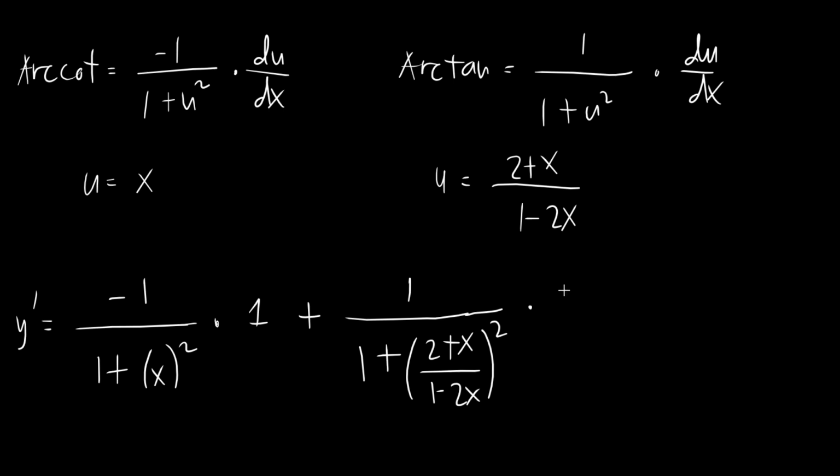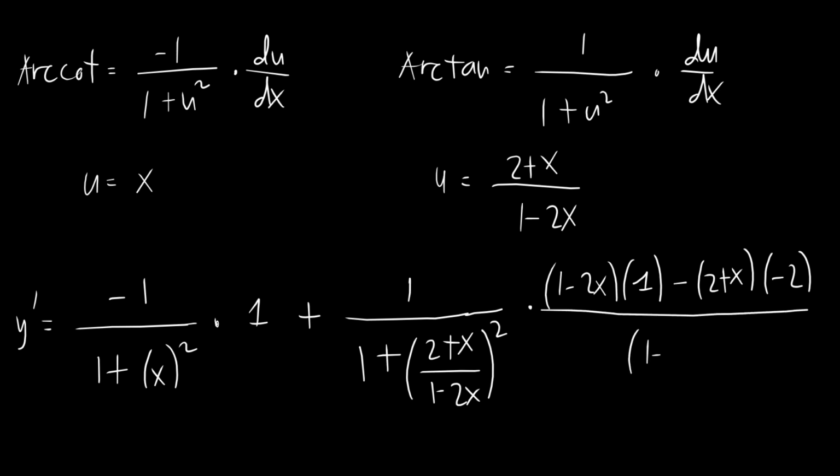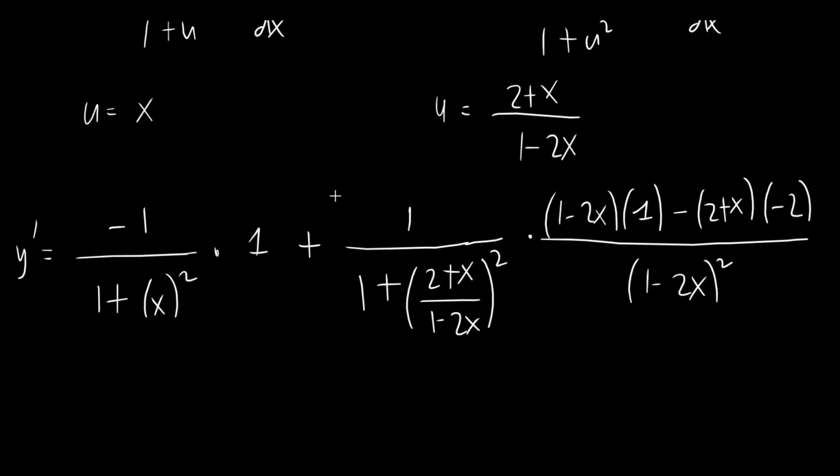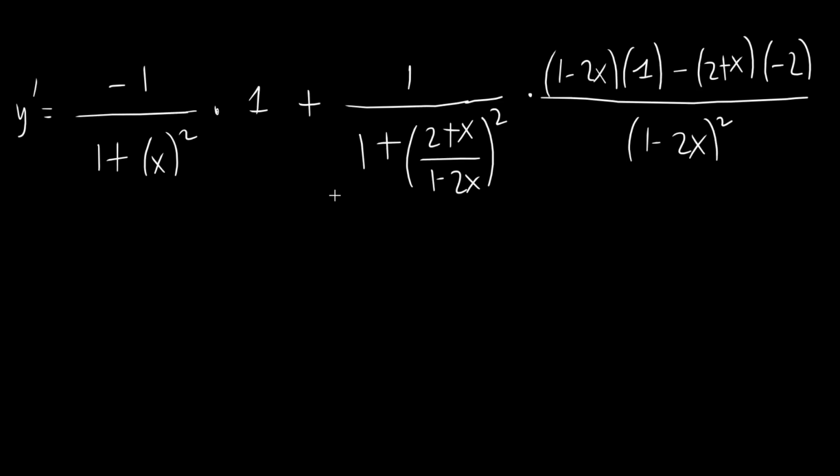Then du over dx, so the derivative: just copy the denominator, the derivative of 2 plus x is 1, minus, copy 2 plus x, and the derivative of the denominator is negative 2, all over 1 minus 2x raised to the power of 2. We'll further simplify this one.